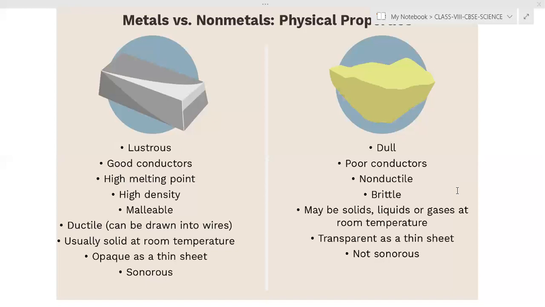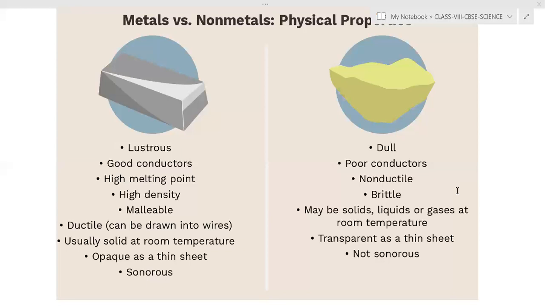Test the solution with both red and blue litmus paper. You will observe that the blue litmus paper turns red, confirming that the sulfur dioxide is acidic in nature. Carbon is a nonmetal which reacts with oxygen to form carbon dioxide, CO2, which is an acidic oxide. When CO2 is dissolved in water, it forms carbonic acid, confirming that nonmetal oxides are acidic in nature.